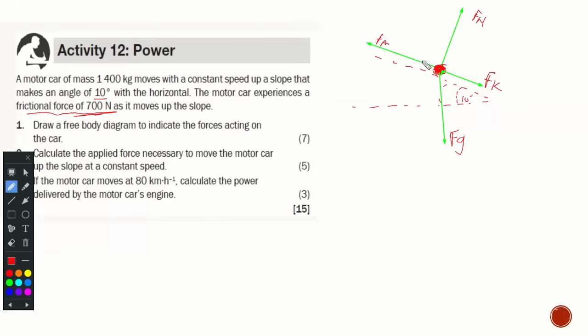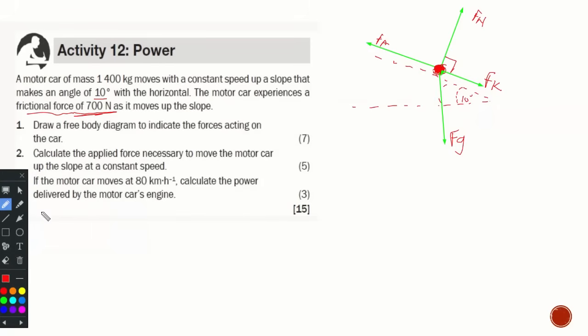So yeah, we just have to indicate that, also indicate that there's 90 degrees here. I don't know why it's 7 marks, maybe probably for the drawing of the slope and what not. Right, but we do know this is a textbook question, so it is bound to give you more marks for motivation, right? So number 2 says calculate the applied force necessary to move the motor car up the slope at a constant speed.